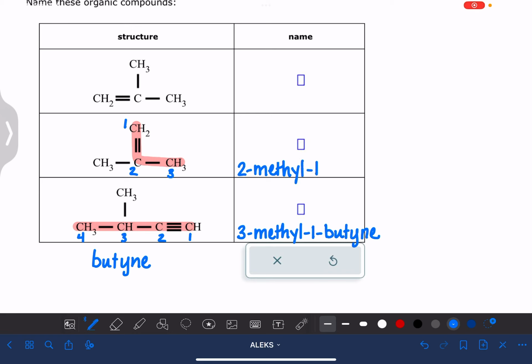Locate the starting point of the double bond. It starts on carbon number 1. This is a 3-carbon chain, which is prop. This is an alkene, so the suffix is -ene for alkene.